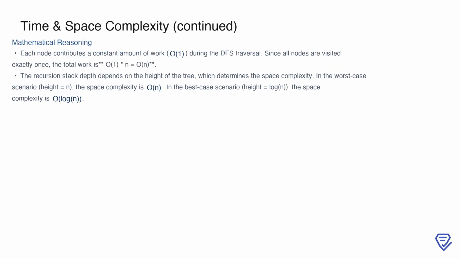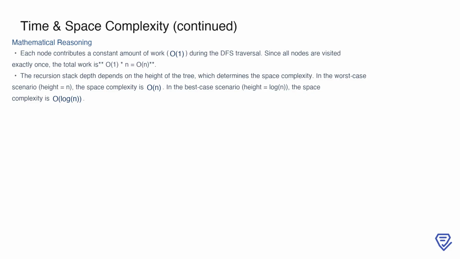Finally, let's break this down mathematically. Each node contributes a constant amount of work, O(1), during the DFS traversal. Since all nodes are visited exactly once, the total work amounts to O(1) multiplied by n, which equals O(n). For the recursion stack, its depth is dictated by the height of the tree. In the worst-case scenario, where the height of the tree equals n, the space complexity becomes O(n). Meanwhile, in the best-case scenario, where the tree is balanced and the height is log n, the space complexity is O(log n).